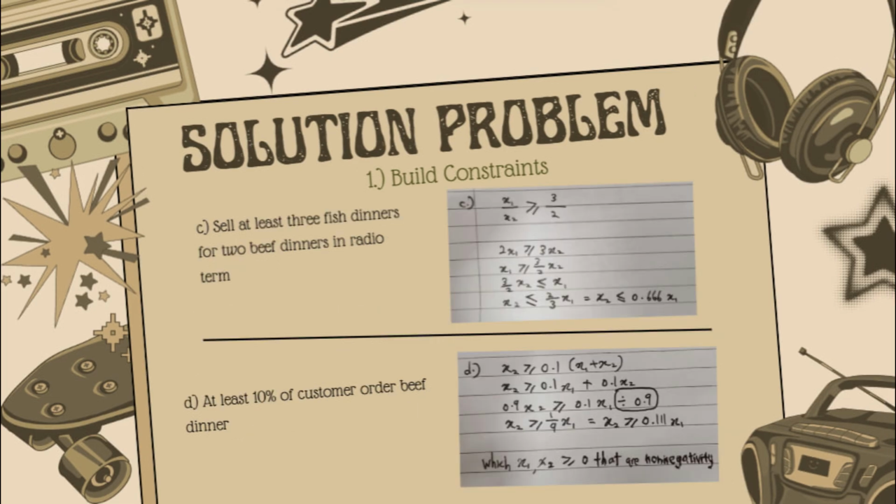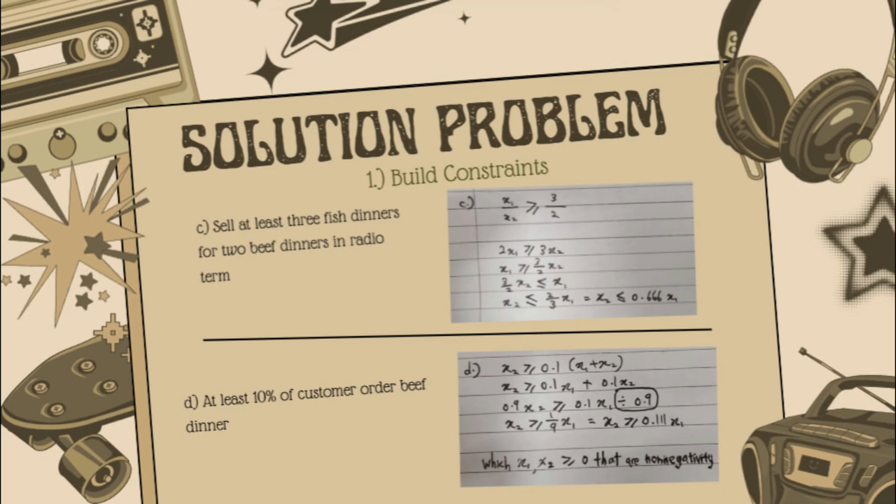Constraint C. Third, there is a specific sales ratio we must maintain. We need to sell at least 3 fish dinners for every 2 beef dinners. In ratio terms, this means the ratio of x1 to x2 must be at least 3 to 2. This is written as x1 over x2 is greater than or equal to 3 over 2. We can rearrange this by cross multiplying to get 2 times x1 is greater than or equal to 3 times x2.